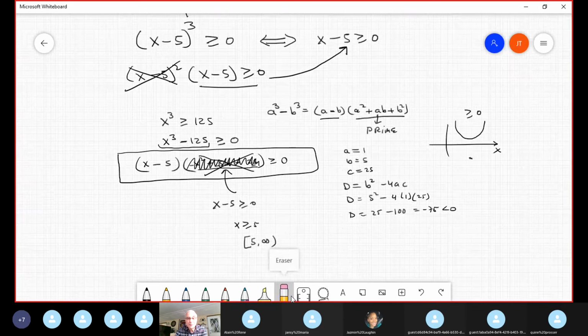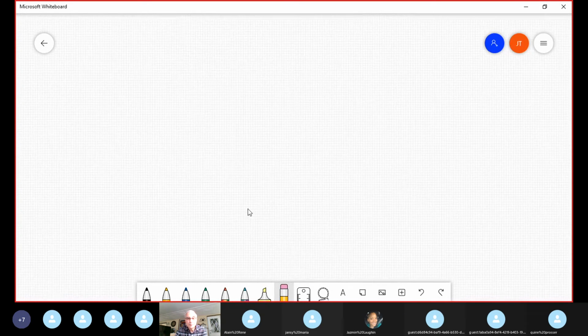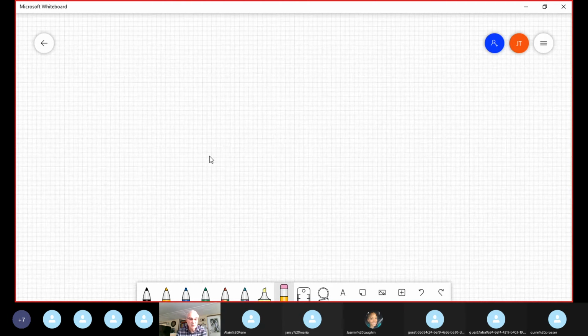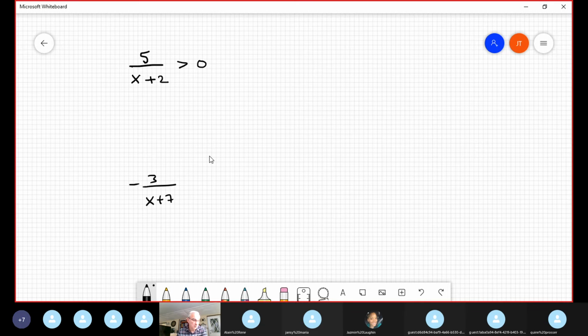Let me erase the board. Suppose a couple of similar problems. Suppose number 5, because I want to complicate, not only polynomials but rational. Suppose this inequality. And suppose, why not, this inequality: minus 3 over x plus 7 less than 0.